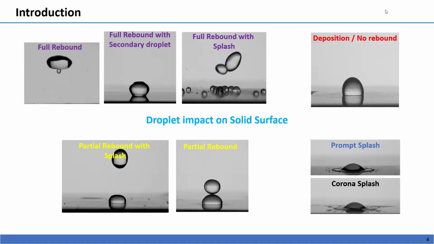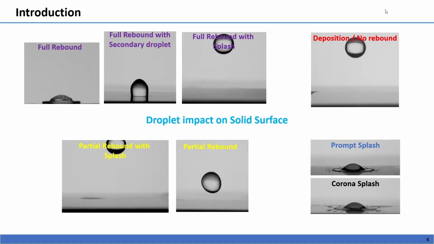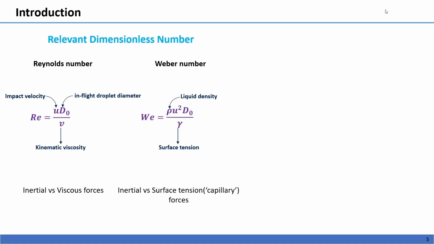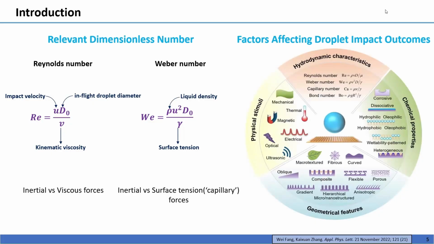All these different outcomes depend on various parameters and dimensionless numbers. The relevant dimensionless numbers are the Reynolds number and Weber number, where Reynolds number is the ratio of inertial to viscous forces and Weber number is the ratio of inertial to surface tension forces.